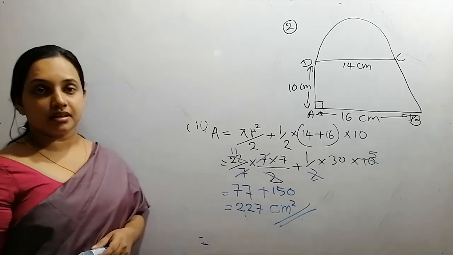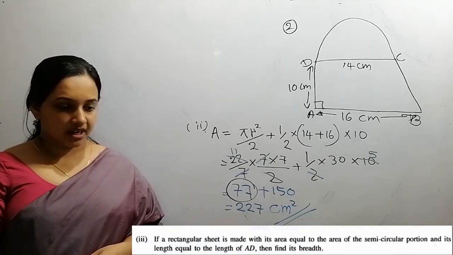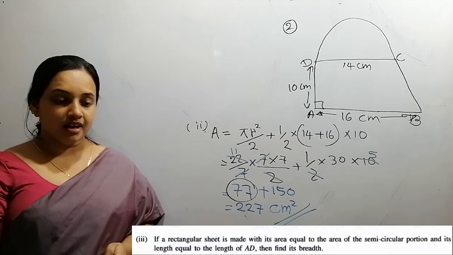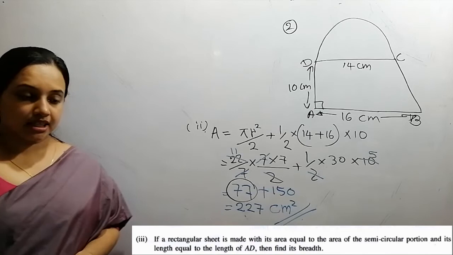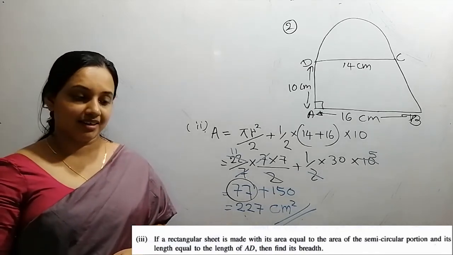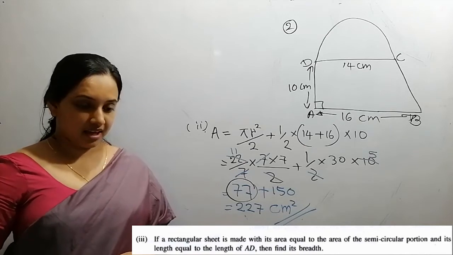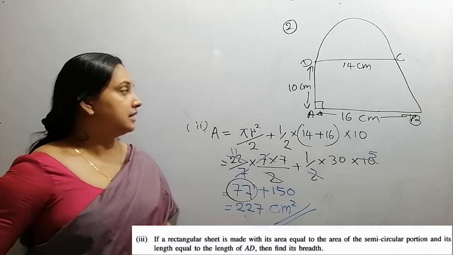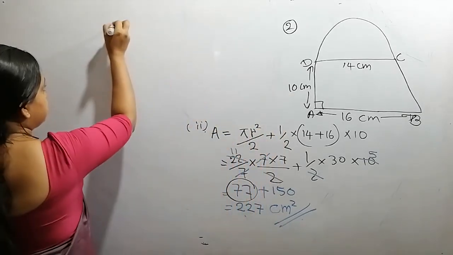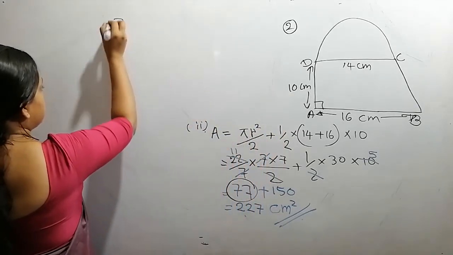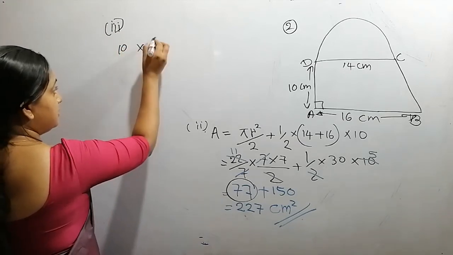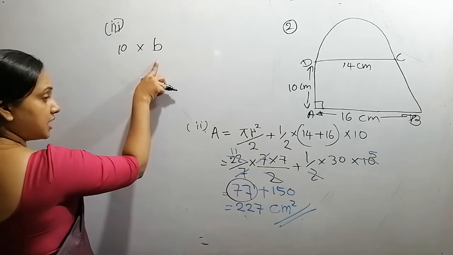Then part 3. If a rectangular sheet is made with its area equal to the area of the semicircular portion and its length equal to the length AD, then find its breadth. Okay, the length of the rectangle is AD. Length is AD means it is 10 centimeters. Breadth we have to find.